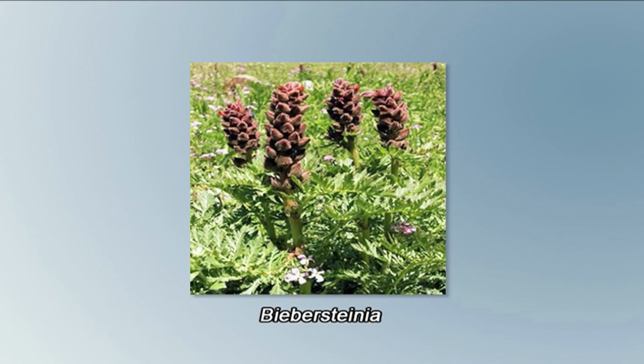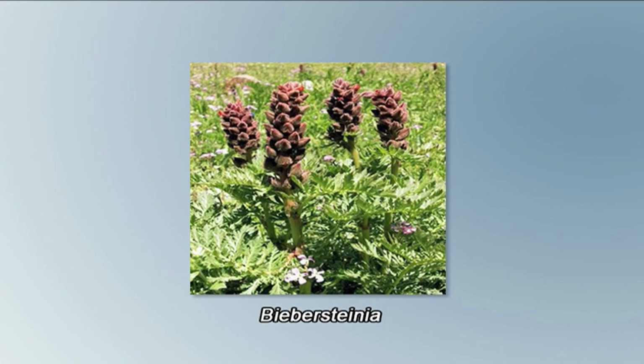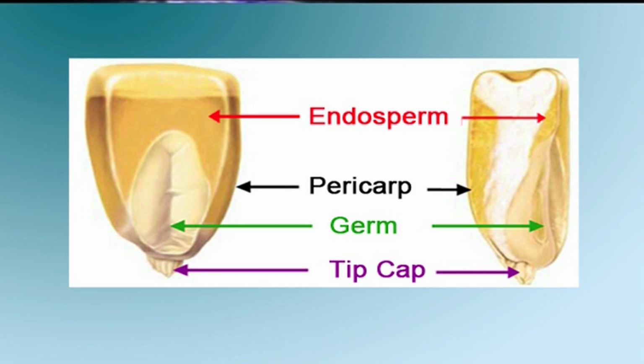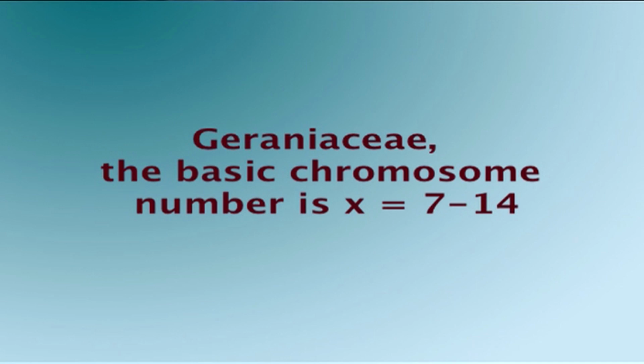The genus Bibersteinia was earlier included in the family Geraniaceae. Takhtajan, 1987, recognized a separate family Biebersteiniaceae for the genus Bibersteinia on the basis of the presence of endosperm and basic chromosome number x = 5. In Geraniaceae, the basic chromosome number is x = 7 to 14.